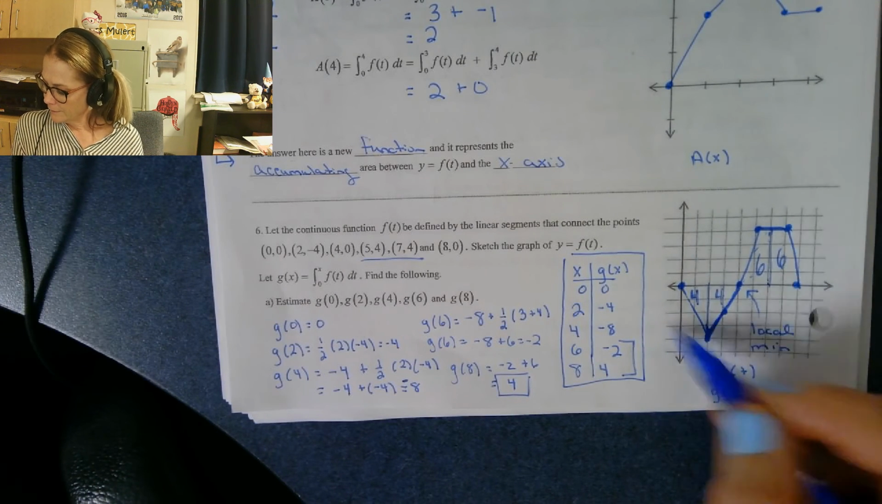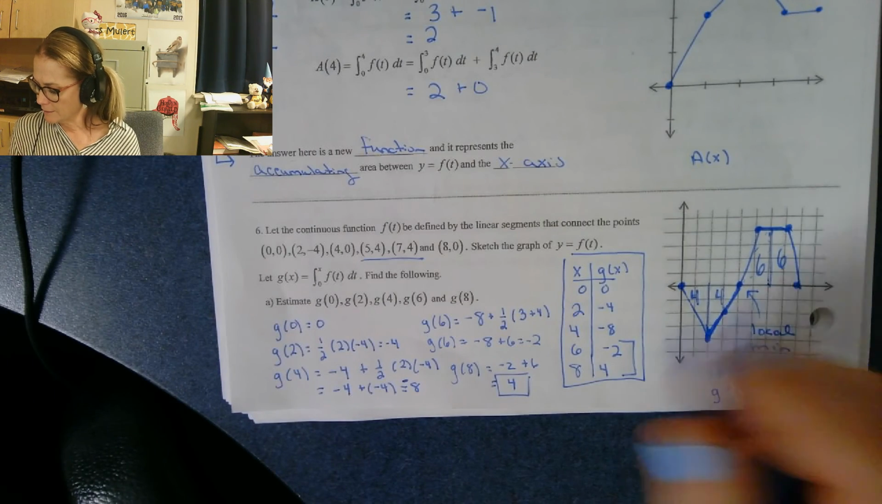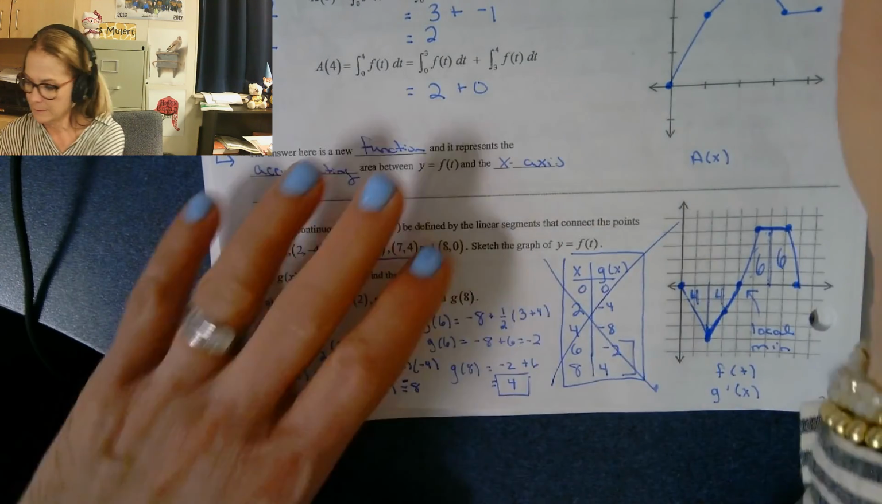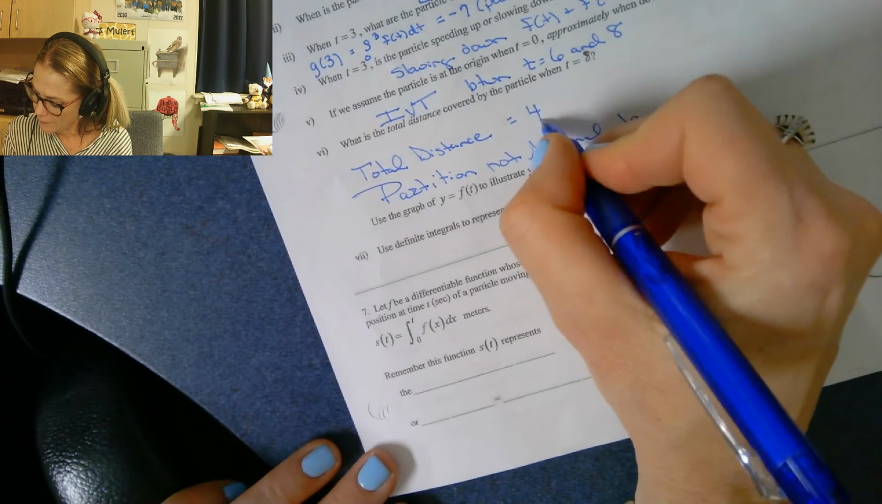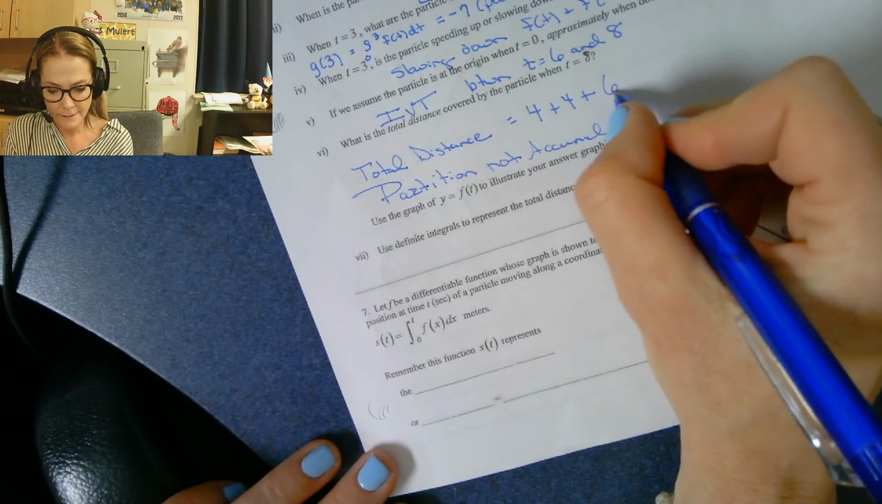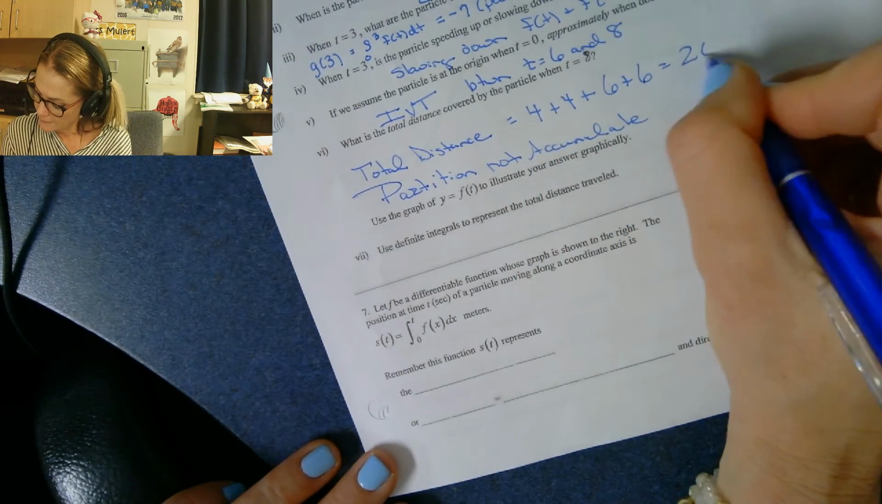Yeah, so this is going to be the representation of total distance. Sorry, not this. My bad. I was kind of spacing out there for a minute. All right, so total distance is just that 4 plus 4 plus 6 plus 6, and that is 20.